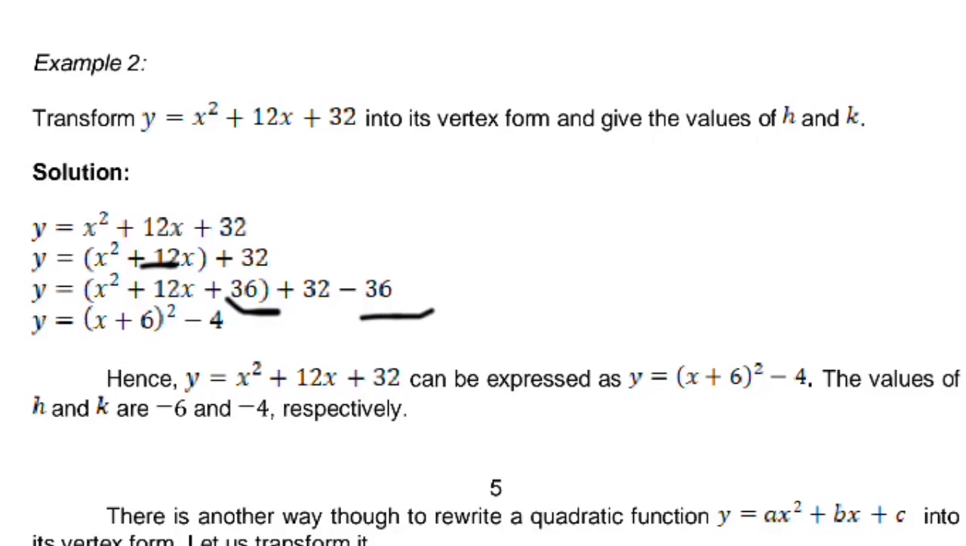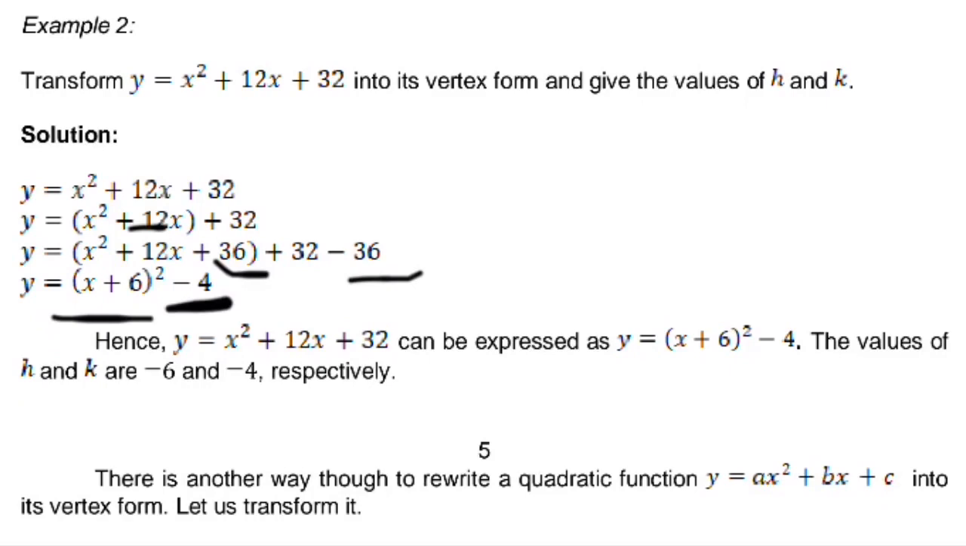Then express x squared plus 12x plus 36 as the square of a binomial. You take the square root of x squared, and the second term is 6, so 6 squared. So you have the quantity x plus 6 squared. 32 minus 36 is negative 4, so you have negative 4 there. Hence, y equals x squared plus 12x plus 32 can be expressed as y equals the quantity x plus 6 squared minus 4.